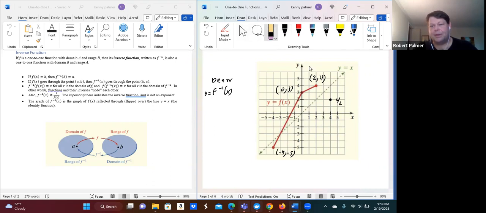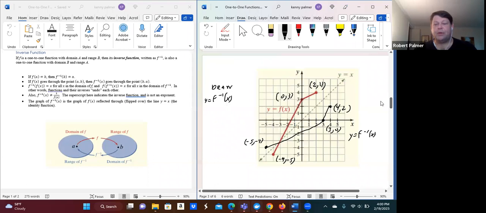Okay, this point here, the original graph is (0, 3), so the inverse will be (3, 0). And this point here, which is (-4, -5), its inverse point is then (-5, -4) right here. So the graph of the inverse looks like this. I draw a straight line from here to there, and then that. That's the graph of y equals f inverse of x.